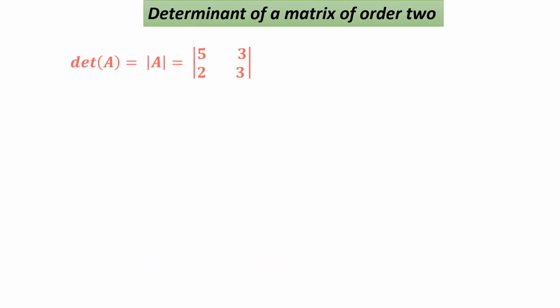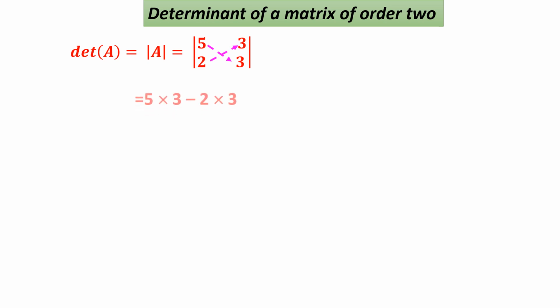Let us take one example. What should be done now? 5 and 3 should be multiplied. Then 2 and 3 is to be multiplied and subtracted. For 5 into 3 minus 2 into 3. Therefore, the answer is 9.